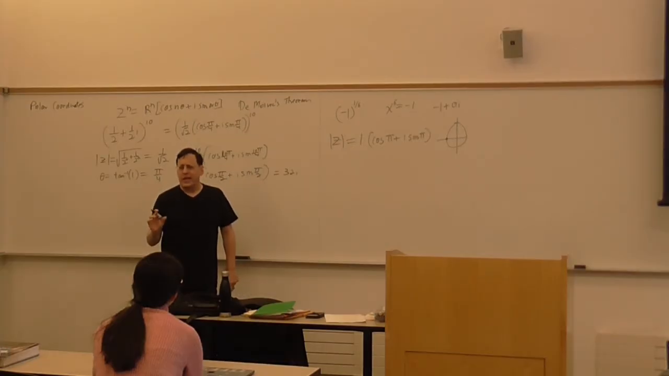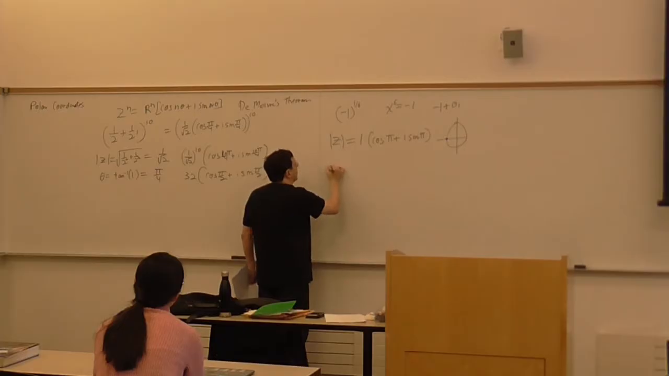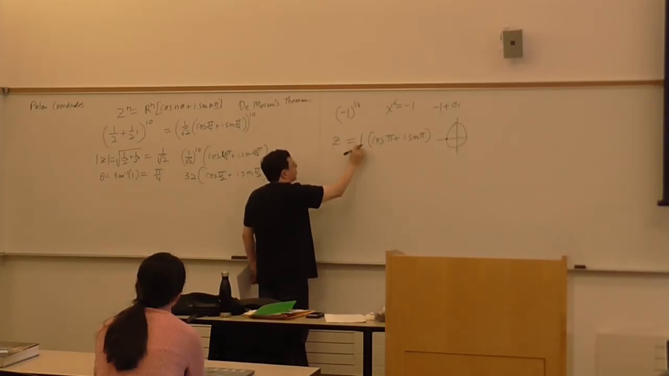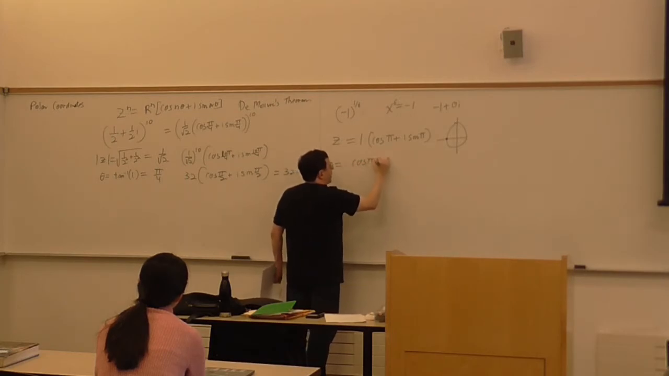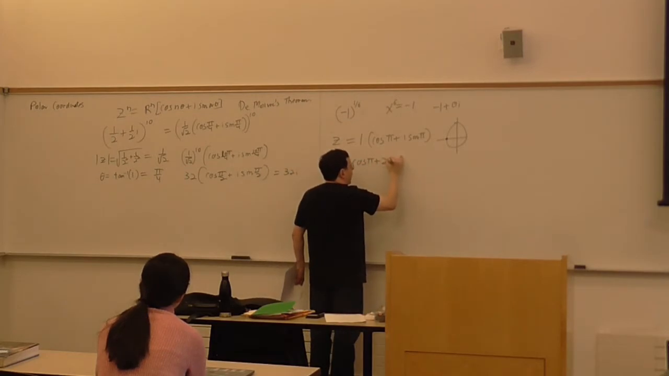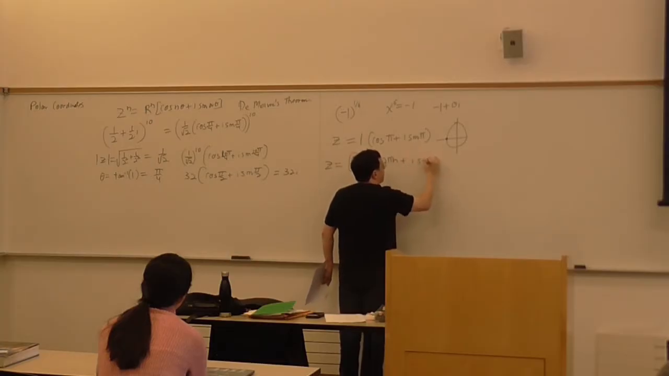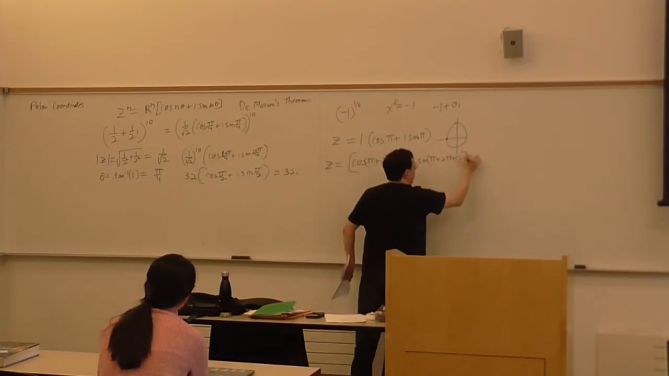So that we get all the right answers, I'm going to rewrite this. I think you'll agree that, oh, this is z, I'm sorry, this is the modulus of z. z equals cosine of pi plus 2 pi n plus i sine of pi plus 2 pi n. Going to need that.